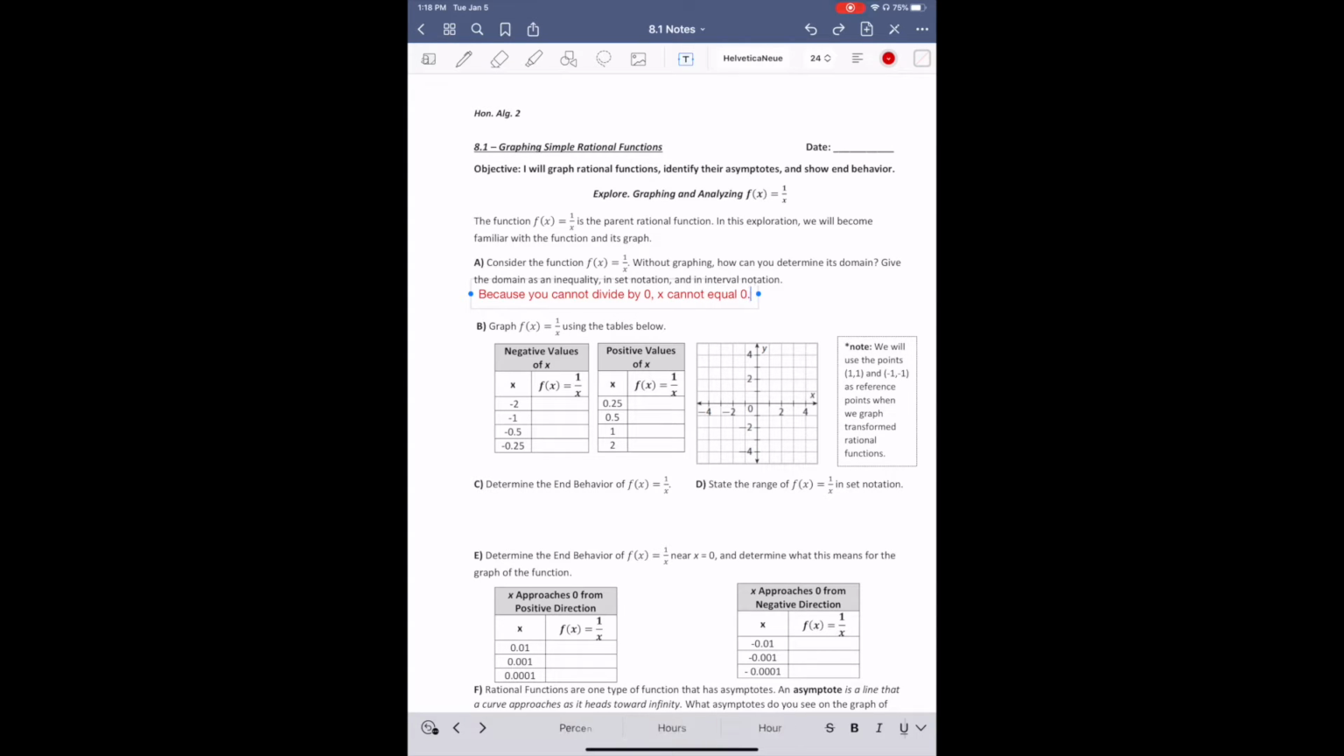So for the domain, now I realize we are asked to write it in 3 different notations. Remember, as an inequality, we would simply say x is less than 0 or x is greater than 0. This means we are splitting it up into 2 different sections because the only value we cannot have is 0 for x. As set notation, remember we use curly brackets. We state the domain for x, given that x cannot equal 0.